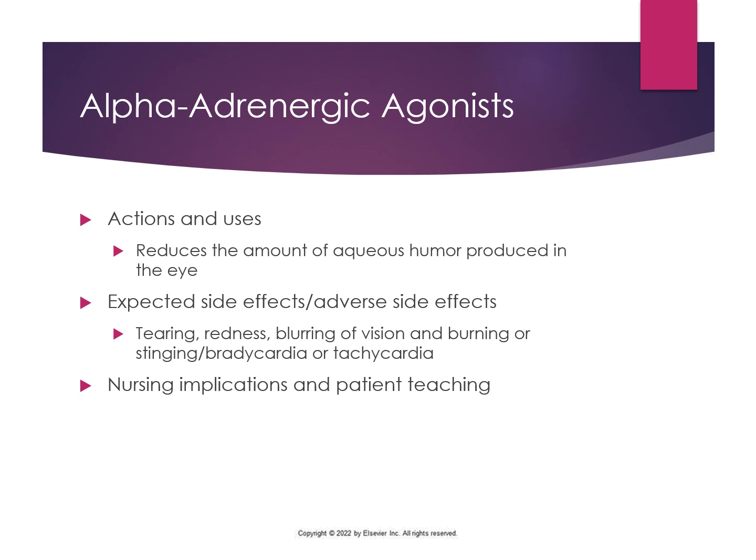Side effects commonly experienced by patients who are taking alpha-adrenergic agonists for their glaucoma would include tearing, redness, blurring of vision, and burning or stinging after receiving the eye drops. Some patients may experience the sensation of a foreign body in the eye. Adverse reactions to alpha-adrenergic agonists include bradycardia or tachycardia and a drop in blood pressure. Other adverse effects include allergic reaction, fatigue, and other respiratory symptoms.